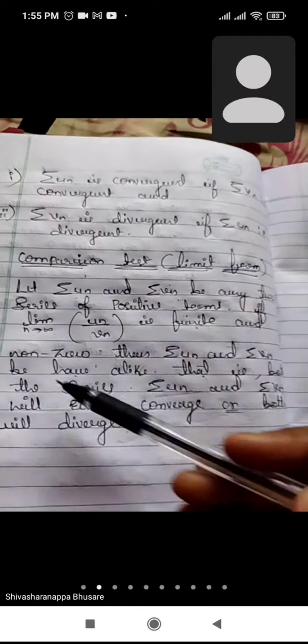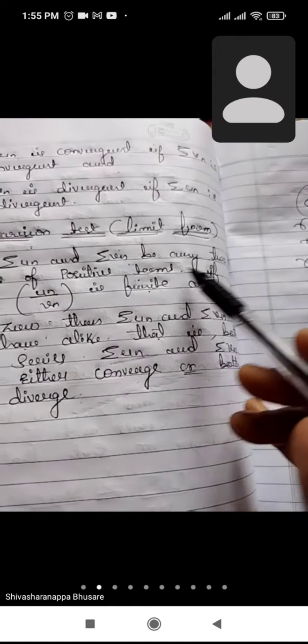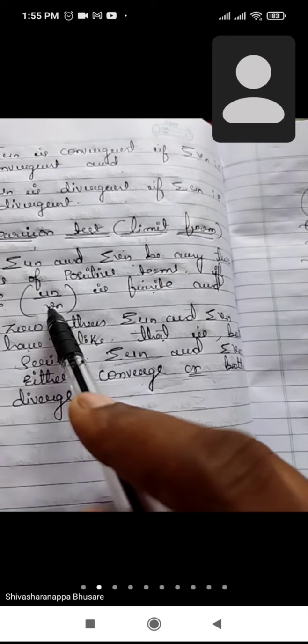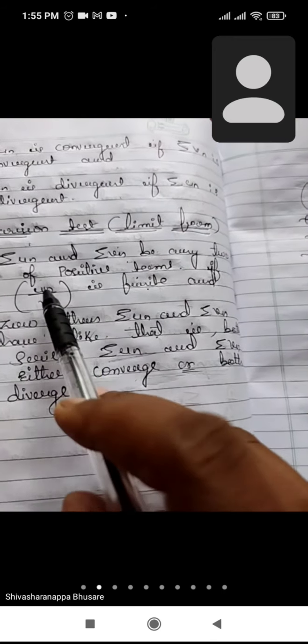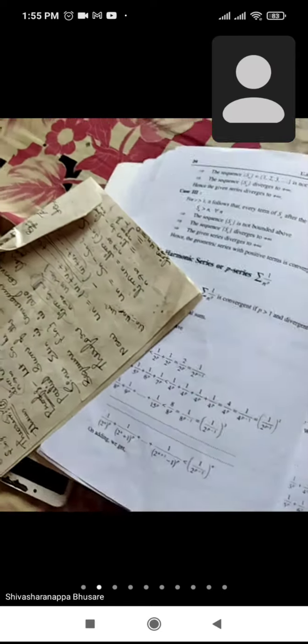And the third one is the limit form of the comparison test. In the limit form we use the limit, that is, the limit as n tends to infinity of un divided by vn is finite and non-zero, then both the first infinite series and the second infinite series are alike, that is, both either converge or both diverge. And see here some problems based upon this convergence and divergence.